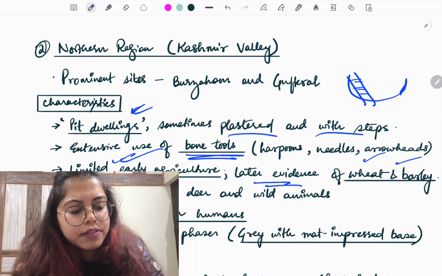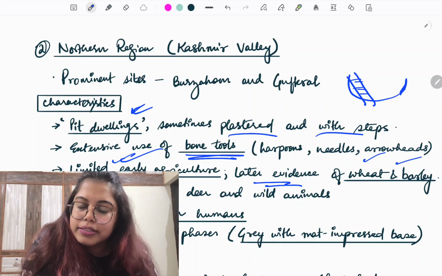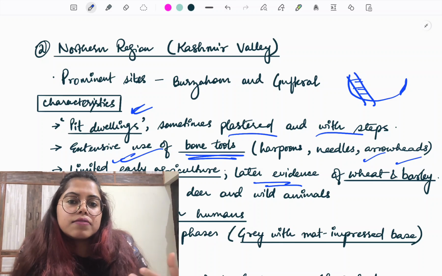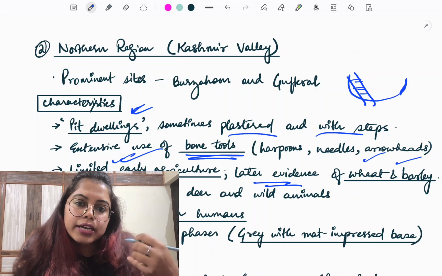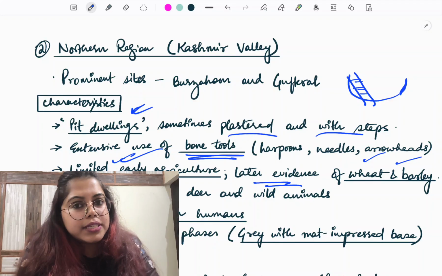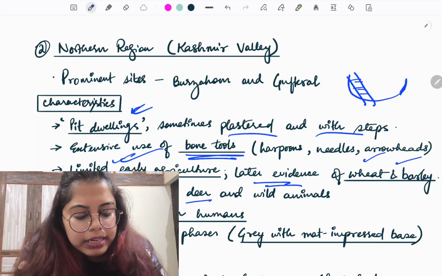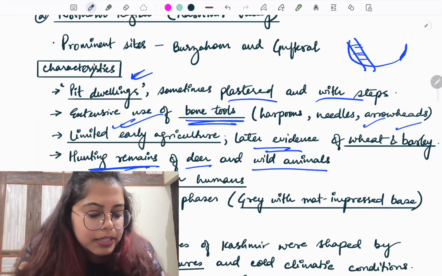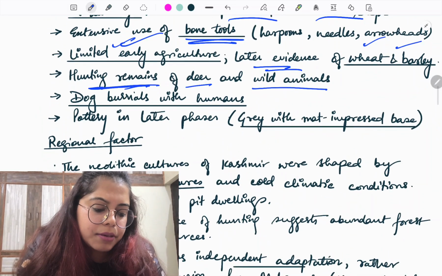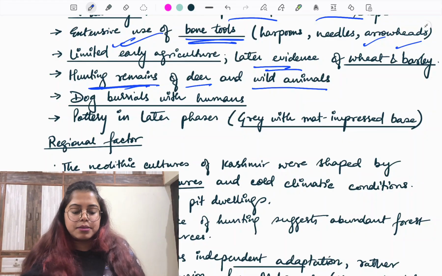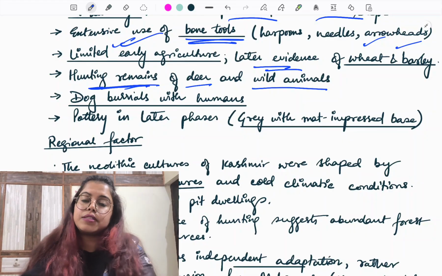Later there is evidence of the cultivation of wheat and barley. Definitely we are not going to have rice cultivation here. Why? Because rice requires a lot of water. So the kind of crops that is being cultivated here is wheat and barley, again determined by ecology and local conditions. Then hunting remains have been found, for example, of deer and wild animals, and dog burials with animals. This is very important. Okay, dog burials with animals.